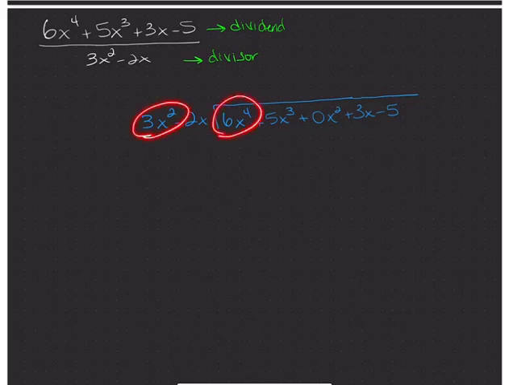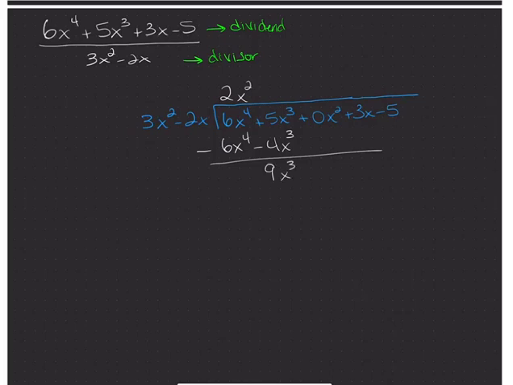All right? Here we go. We got 3x squared. We want to get to 6x to the 4th. Numbers to numbers. So I'm going to multiply by a 2 to get my 6. And I also need my x squared in order to get to x to the 4th. I'm going to make sure I multiply both of these. So I'm going to get 6x to the 4th minus 4x to the 3rd. I have to subtract these. So now I have 5 minus a negative 4, which is going to be a positive. So now I have 9x to the 3rd. And I'm going to drop down that positive 0x squared.